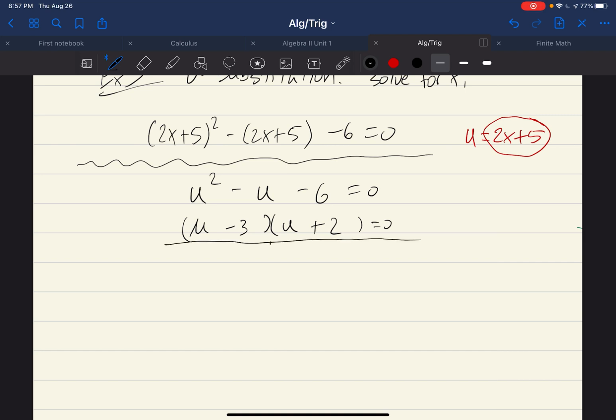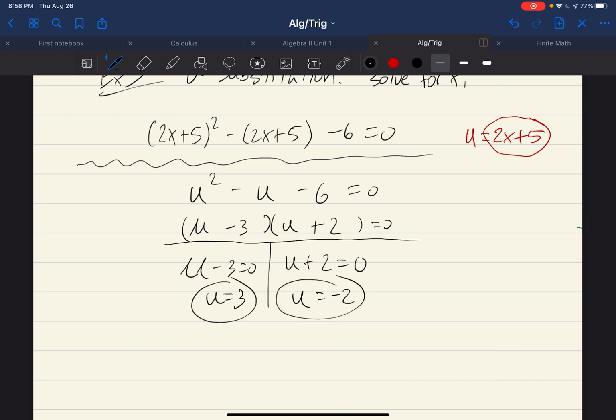Zero product property. U minus 3 is equal to 0. Therefore, u is 3. So that's one solution for u, but remember, we got to find x. And then u plus 2 is equal to 0. U is equal to negative 2. So we need to go over here and go back to the world of u and figure out what u should be. So I'll make a little box off like this, and we'll get the red pin out.